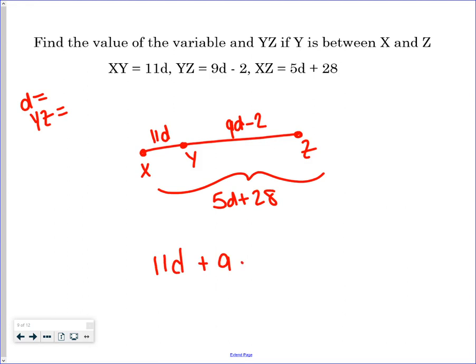11D plus 9D minus 2 is equal to 5D plus 28. So the first part of this question was geometry. Now it's just algebra 1, isn't it? Right? So I want you guys to try to find D on your own. Let's see what you remember, okay? Try to find D on your own. And if you get it right, you can move on. If you don't, then hang on and I'll help you remember how to find the letter D, okay? Solve for D.